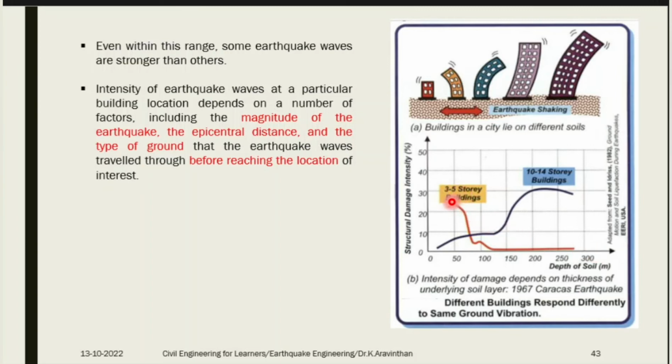For a 3 to 5 story building, which has a higher structural integrity problem, 30% of the structure gets damaged at a soil depth of around 50. If your soil below the ground is up to 50 meters and you have different soil, then the structural integrity problem is only 25%. But if you take a 10 to 14 story building, note that at a soil depth of 200 to 250, you have a structural integrity problem of 35%. And you can see different numbers of stories, such as a 2-story building, 4-story, and so on.